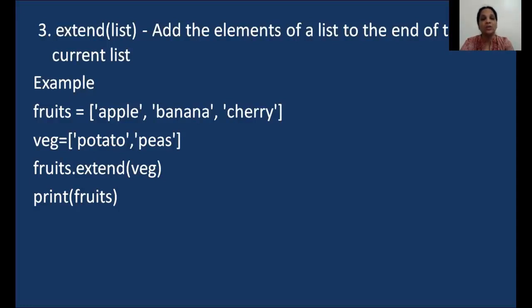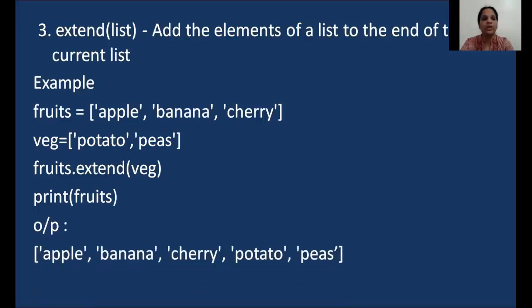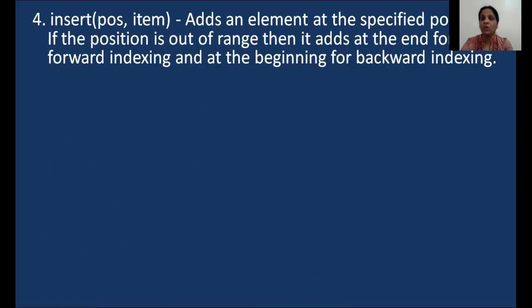What does it mean? The veg list gets added to the fruits list, making it a bigger list of 5 elements. And what are the 5 elements? Apple, banana, cherry, potato, and peas. Now, like I said in the append function, the veg list doesn't get into the fruit list as a sub list or a nested list. The elements of the veg list are picked up from the veg list and added on to the fruits list. Is that clear? Okay. Now append was adding to the end of the list. What if you wanted to add some element at some particular index location?